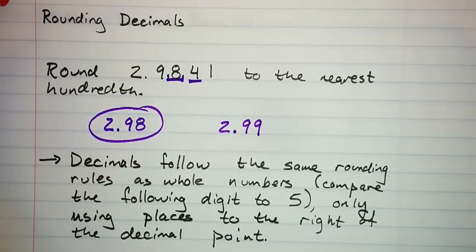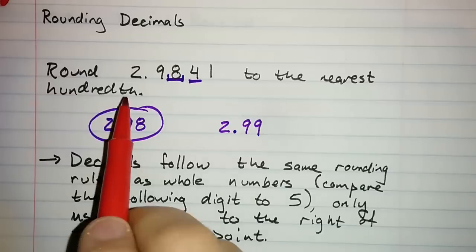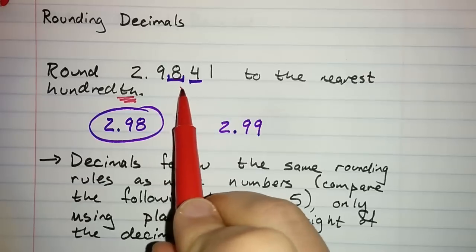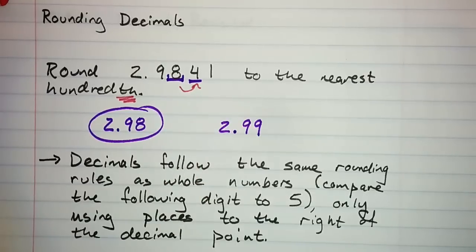So the technique for rounding decimals is exactly the same as the technique for rounding whole numbers, except we're referring to a place to the right of the decimal point. Note the TH. I'm rounding to the nearest hundredth, not the nearest hundred. So I refer to the next place to the right. If it's smaller than 5, I round down. If it's bigger than 5, I round up.